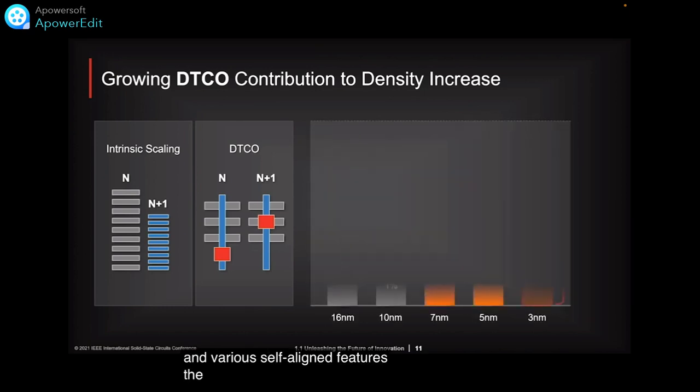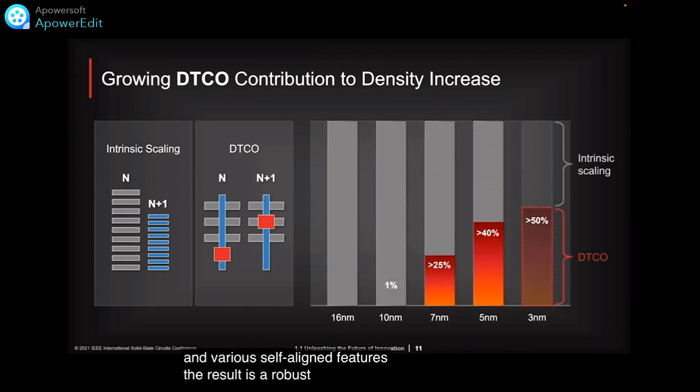The result is a robust 1.8 times increase in logic density, and a healthy 35 to 40% per generation chip size reduction for the same design, even when the less scalable areas of the chip, such as analog and I/O, are included. The contribution of DTCO is expected to continue to grow in future nodes.